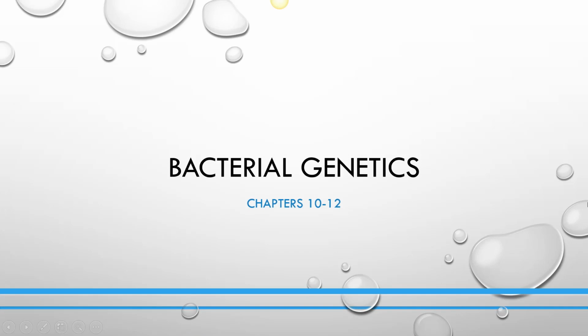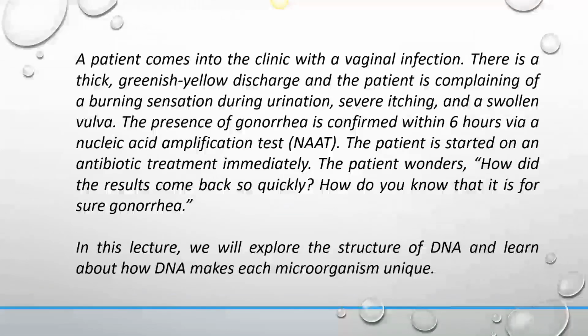This lecture talks about bacterial genetics. A patient comes into the clinic with a vaginal infection. There's a thick greenish-yellow discharge, and the patient is complaining of a burning sensation during urination, severe itching, and a swollen vulva. The presence of gonorrhea is confirmed within 6 hours via a nucleic acid amplification test, or NAT. The patient is started on an antibiotic treatment immediately.